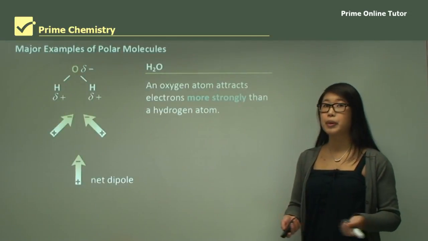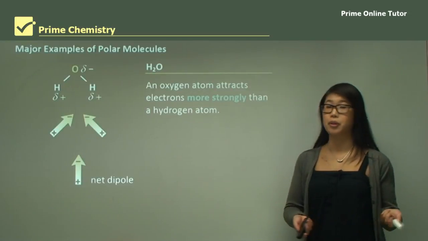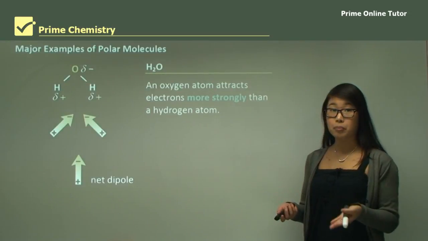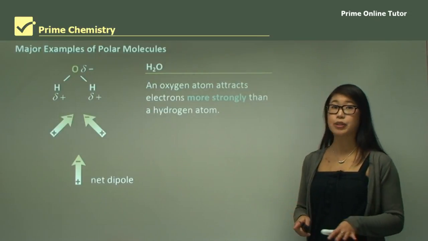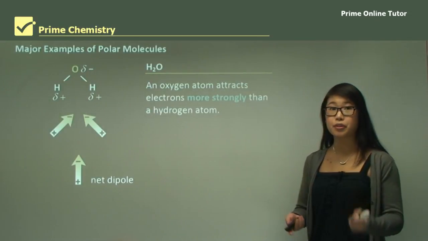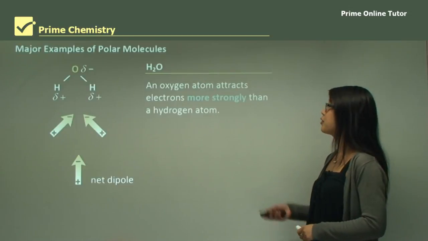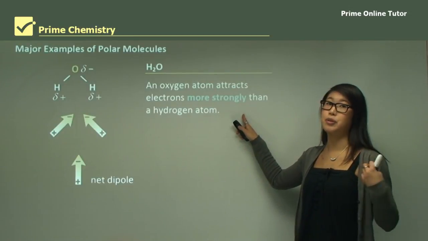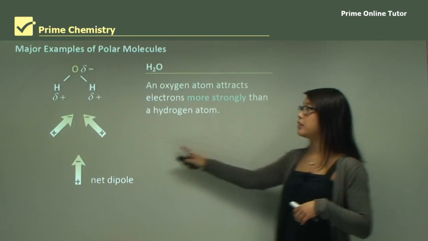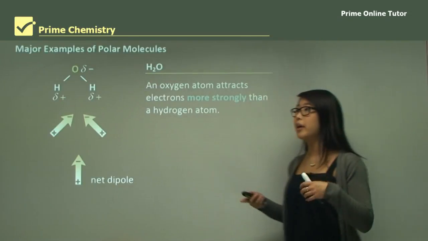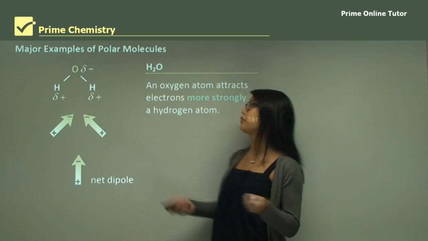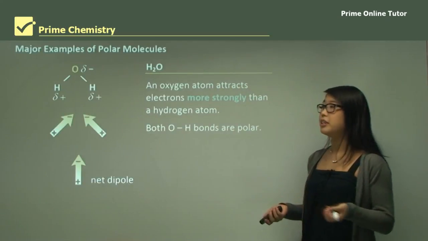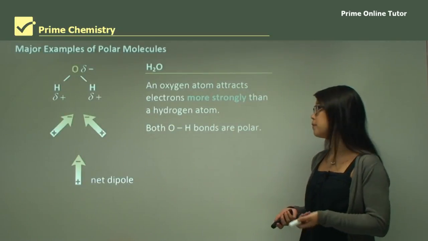So for example, we have water, which we know is a polar molecule. So why is it a polar molecule? First of all, we look at whether there are any electronegative atoms in here. Yes, because oxygen is electronegative. So oxygen is going to attract the electrons closer to it compared to the hydrogen atoms. So it's going to pull them away, making the oxygen slightly negative compared to the hydrogen slightly positive. So each of these O-H bonds are going to be polar.